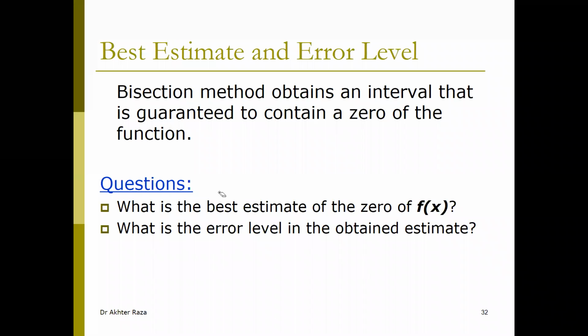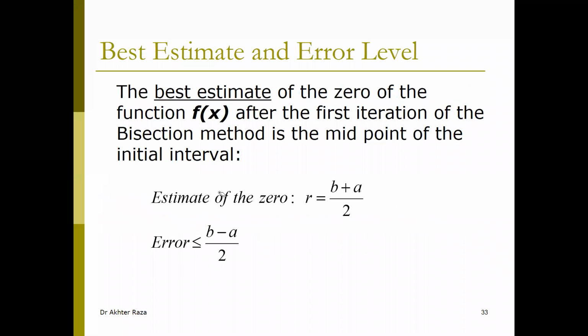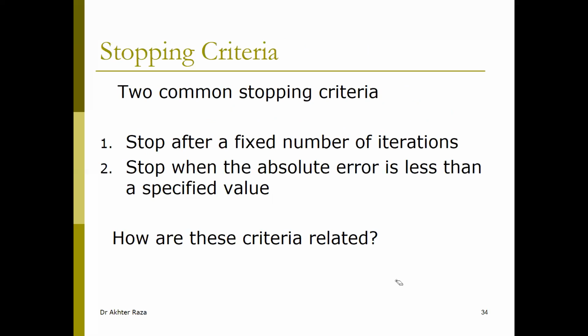Bisection method contains an interval. Now the next thing is what? Estimates start from 0, then the next value is calculated and the error is computed by this formula: B minus A divided by 2, meaning the difference of the interval divided by 2. That is the error we are computing. If the error is smaller than a specified number, then we will stop the iteration.